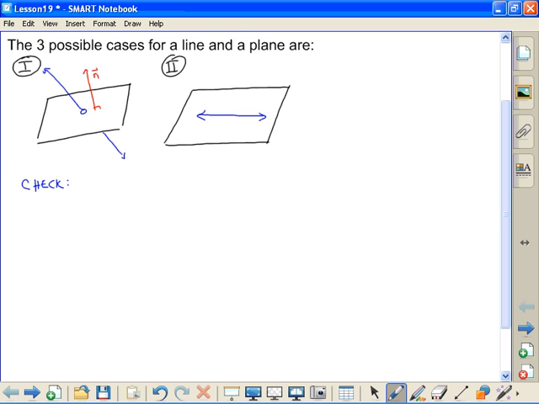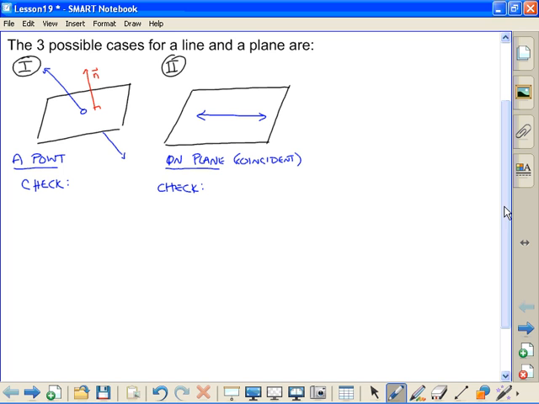So if we look at the second case, if the line is, let's say, on the plane, okay, so we have a point here. Here we would have a point. Here we have the line on the plane, which we call coincident. Okay, and this is where the check will make a little bit more sense.